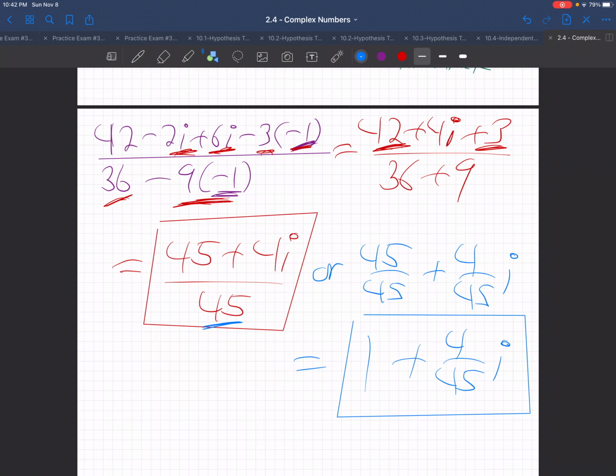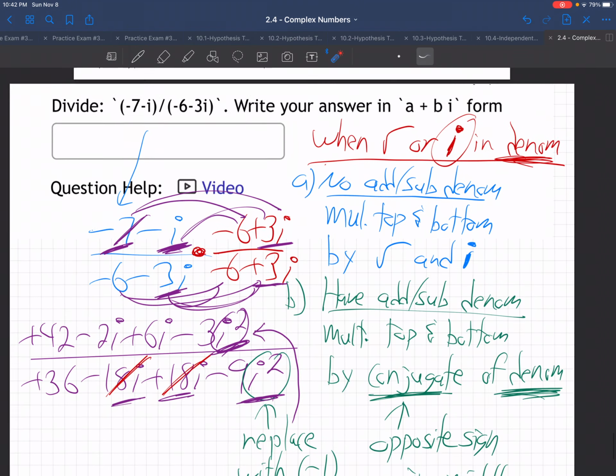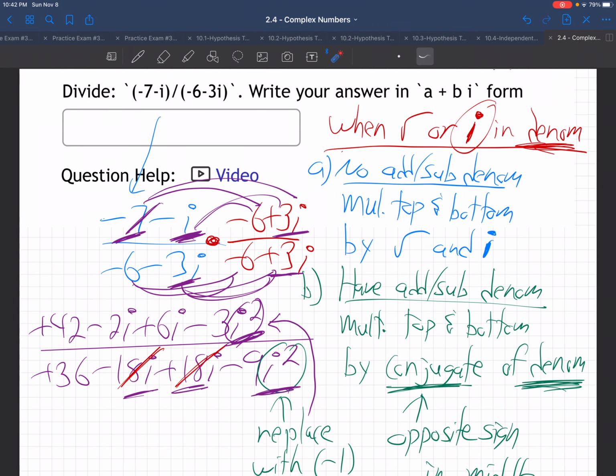Both those are good and right. Neither is better than the other. On a multiple choice test, make sure you can identify this or this. They're both right and true. They're both the same thing. Okay, so recapping, what did we do on this one? When you have i's or square roots in the denominator, there's two things that can happen. If you have no adding, subtracting, that's the easy kind. Some of our other examples, just multiply top and bottom by the square root or the i, no big deal.